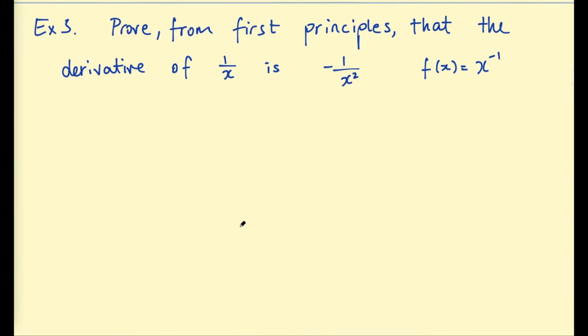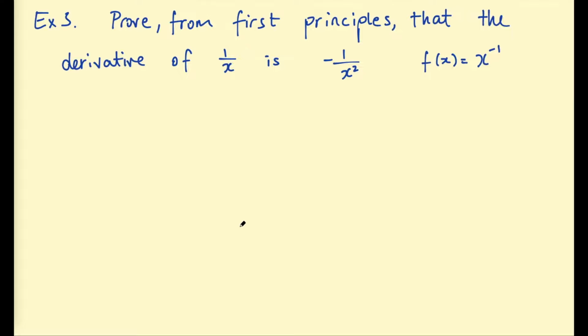So let's have a look at one more example. Have you formed a hypothesis about what we're doing with the exponents yet? See if it still holds up for this example. This one says, prove from first principles that the derivative of 1 over x is negative 1 over x squared. So here we're going to let f of x equal 1 over x, or you can also write it as x to the negative 1. Okay, so let's again write our formula out.